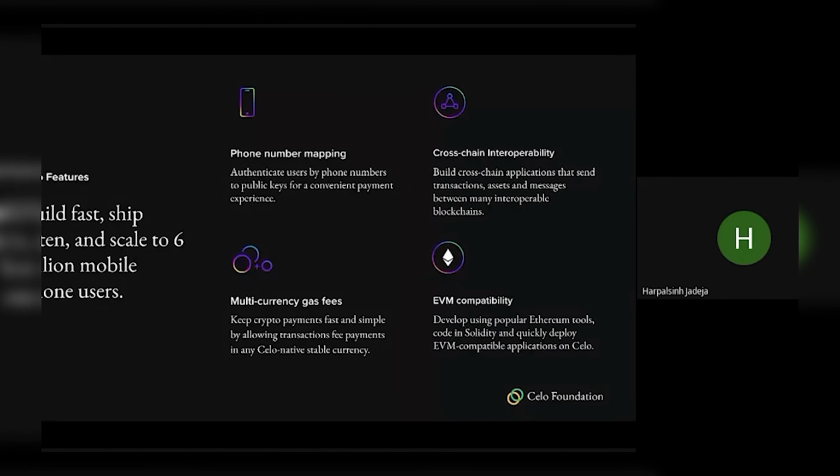So Celo basically supports multiple currencies as gas fees. So if you have dollars, you have euros, you have the Brazilian real, you can pay gas fees using that as well. EVM compatibility. Celo is EVM compatible, which basically means the tools that you use for developing and deploying your applications in the Ethereum ecosystem are directly available for you in the Celo ecosystem as well. So you use the same programming language, the same tools that you have when you are writing code or deploying applications on Ethereum. You can use the same things on Celo.